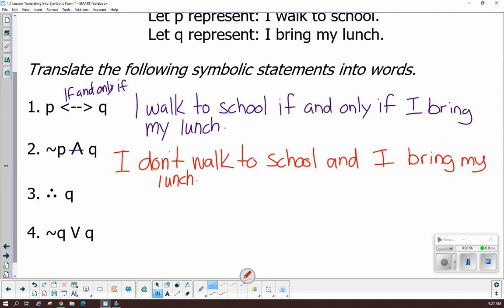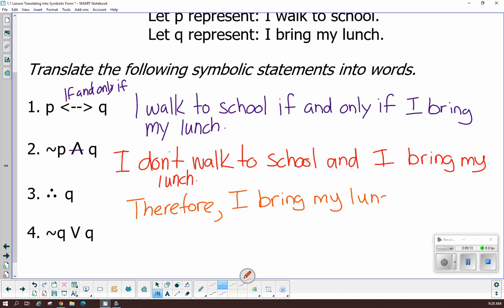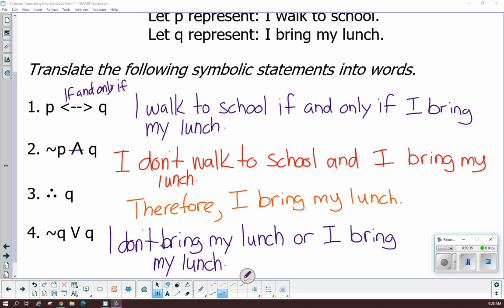Number 3, I just am going to use Q, I bring my lunch, and in front of it I have the triangle dots, which means therefore. And so I'm going to translate this to therefore I bring my lunch. And this last one I have squiggly Q. The V means or, and then Q. So I'm going to have I don't bring my lunch or I bring my lunch. Sounds a little silly, but let me write that down. And so there you have that.